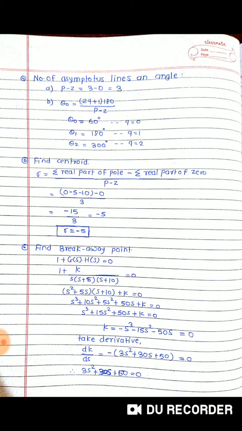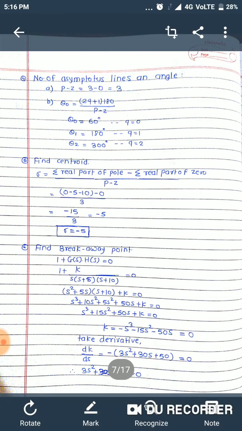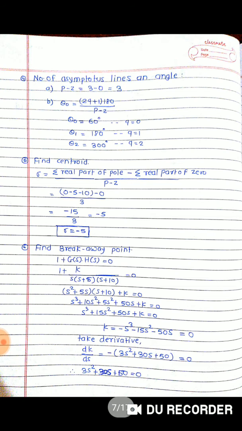1 plus k divided by s into bracket s plus 5 in another bracket s plus 10 is equal to 0. Then we'll simplify this: s square plus 5s in another bracket s plus 10 plus k is equal to 0. Simplify the brackets, then we got the answer as s cube plus 15s square plus 50s plus k is equal to 0. Then solve for the k. Therefore k is equal to minus s cube minus 15s square minus 50s.